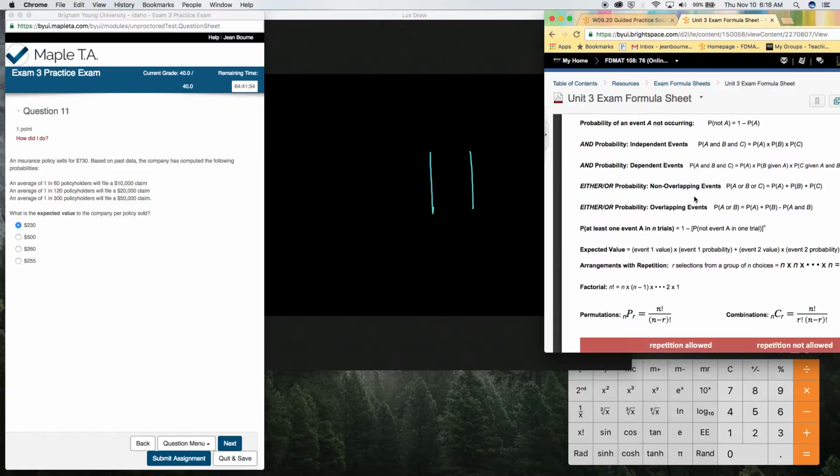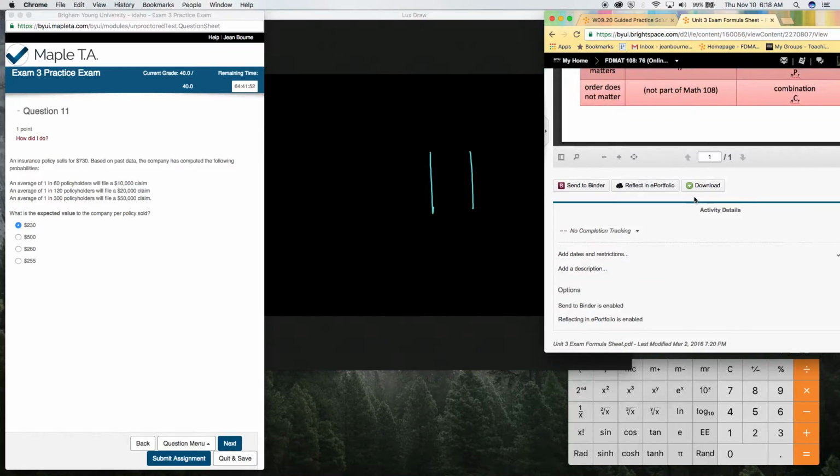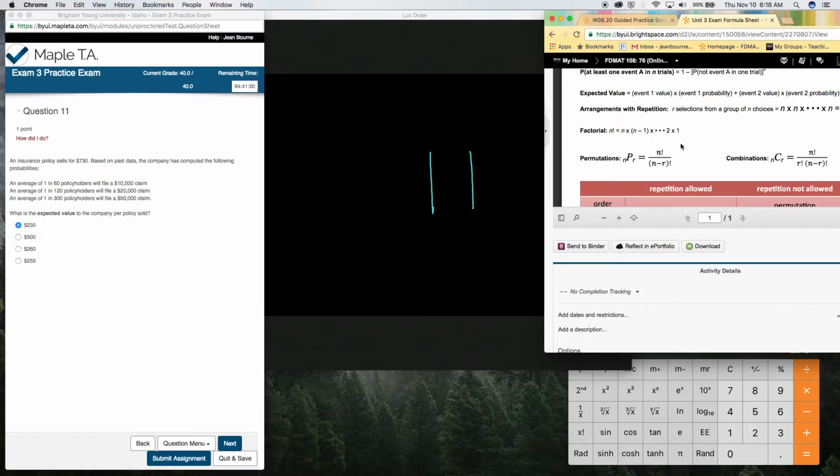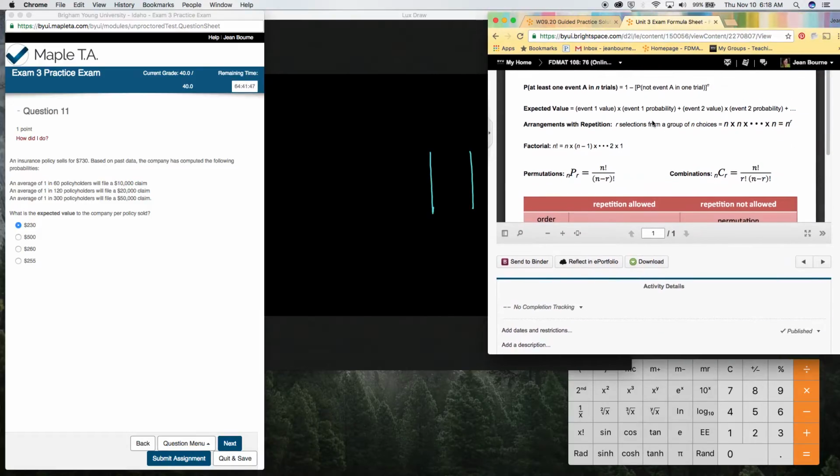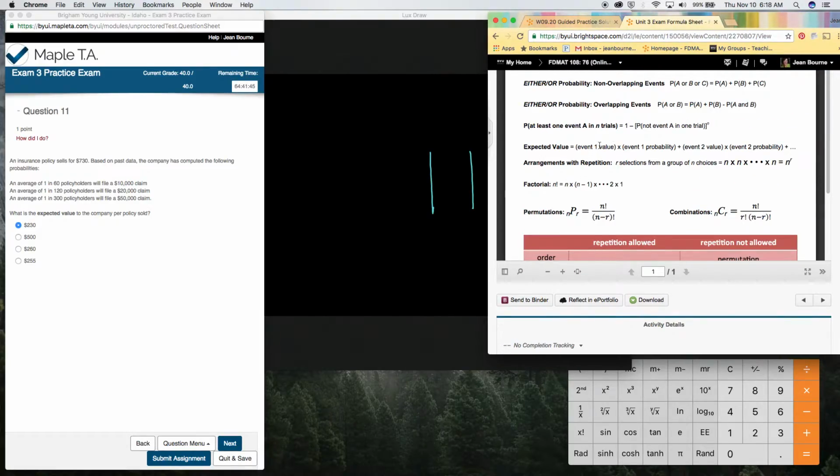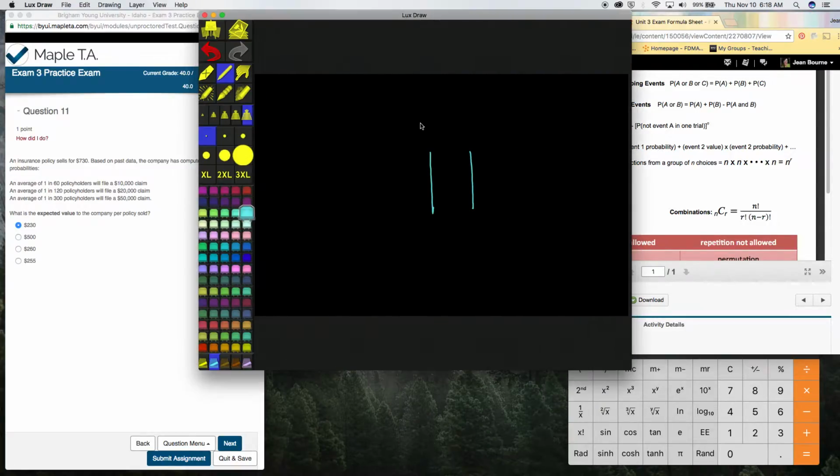You just have to remember that one. But it's okay. Oh, just kidding. It does. Look, it's right there. And it's easy. It's just the event value of 1 and the event probability. And then you add them all together.